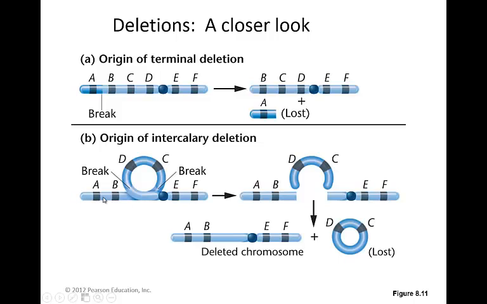In this case, you have A, B, C, D, and since it's got all twisted, maybe these two parts broke off, and they can be lost. These two parts are then going to reseal next to each other.